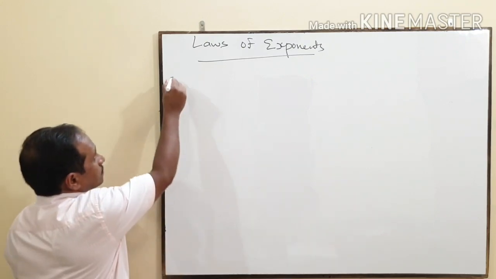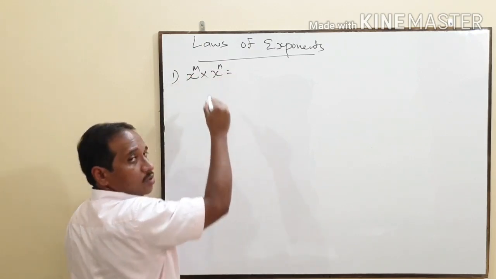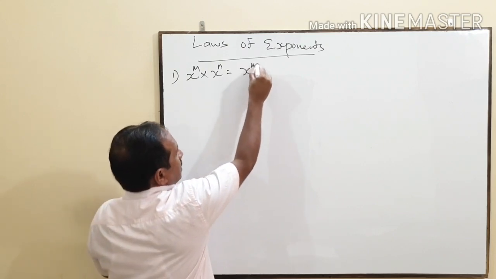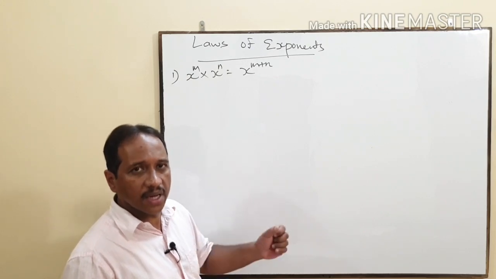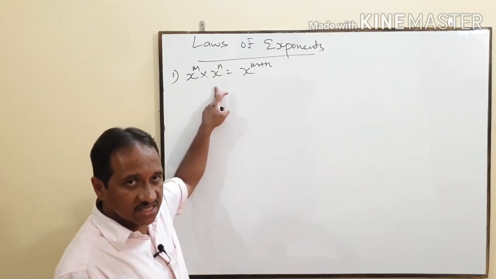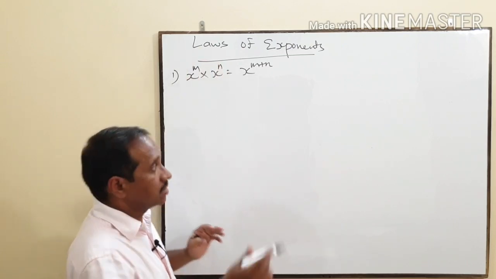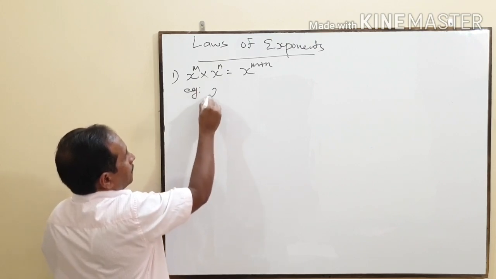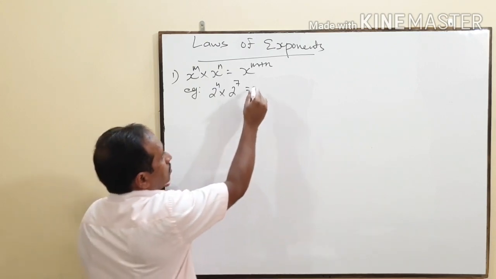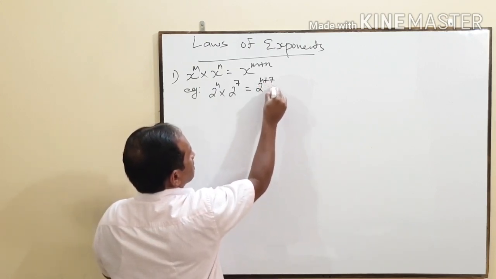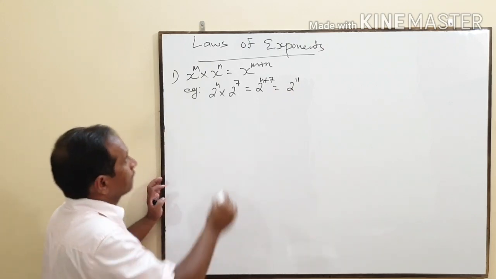The first law is x raised to m into x raised to n is equal to x raised to m plus n. This is a law which can be used for multiplying two exponential expressions with the same base but of different powers. For example, 2 raised to 4 into 2 raised to 7 is equal to 2 raised to 4 plus 7, that is 2 raised to 11. This is the first law.